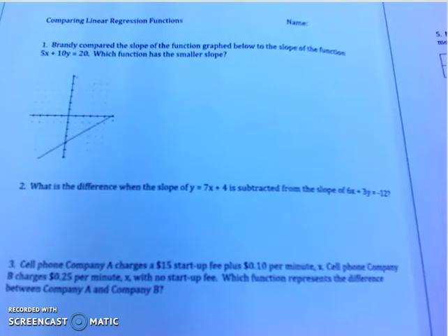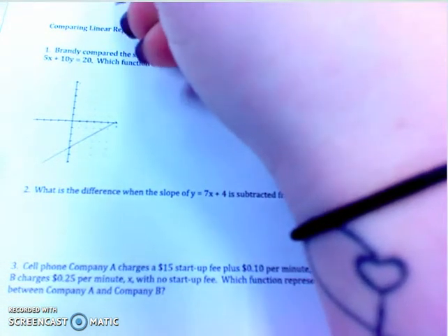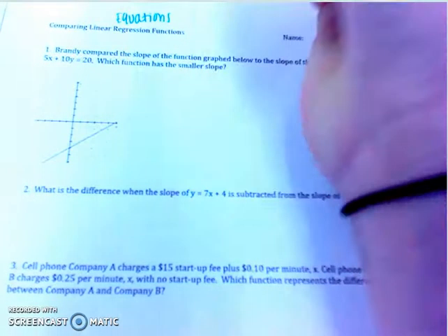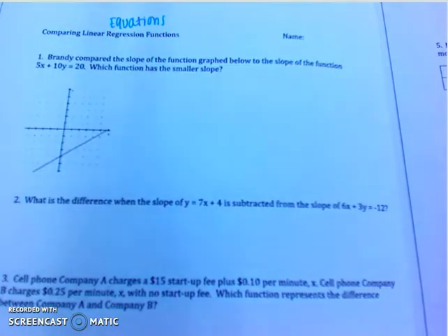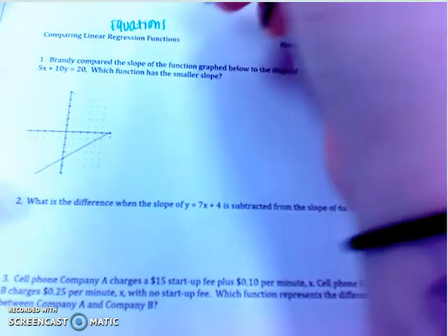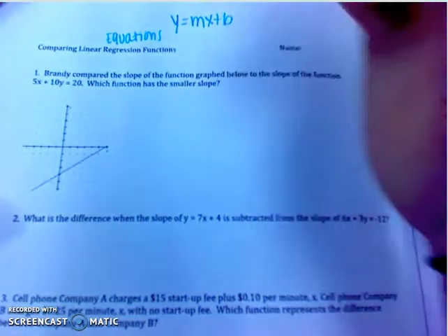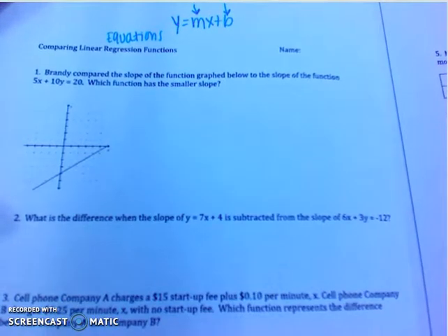This lesson is on comparing linear regression functions, or comparing linear equations. They both mean the same thing. Mostly we're comparing two different representations of y equals mx plus b. Okay? We're going to be either comparing that slope or that y-intercept.